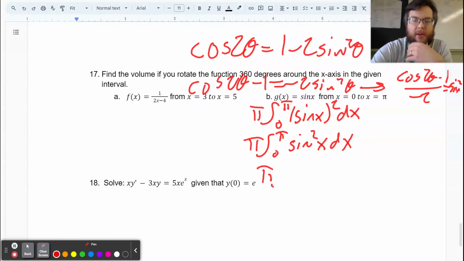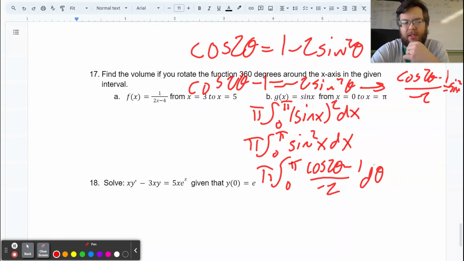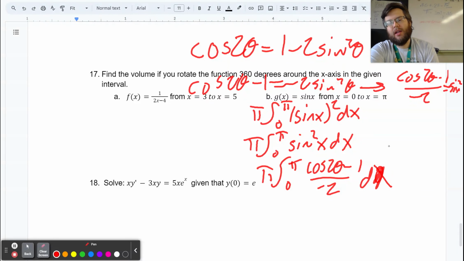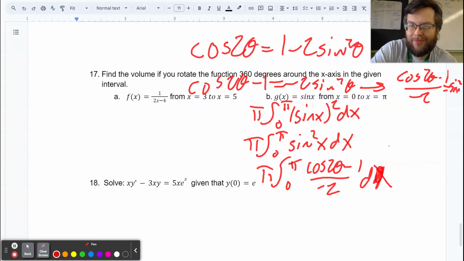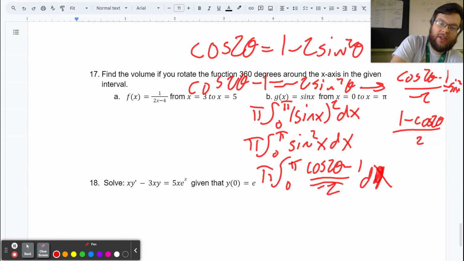So my integral now becomes this, not d theta, but dx. And a lot of people would like to switch it, like you can switch it to be 1 minus cosine 2 theta over positive 2 if you want to. It doesn't matter. It's the same. I'm going to bring this constant out in front anyway.